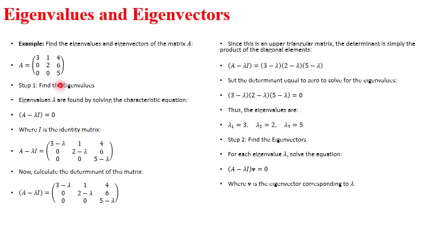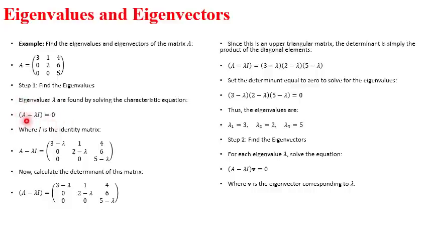So now, having looked at the elementary ones, we want to move up to a matrix of a higher order, a 3 by 3 matrix. We want to find the eigenvalues and eigenvectors of this matrix A. So the first step here will be to find the eigenvalues. In order to find the eigenvalues, we have to use the characteristic equation. Now this is the characteristic equation for doing that.